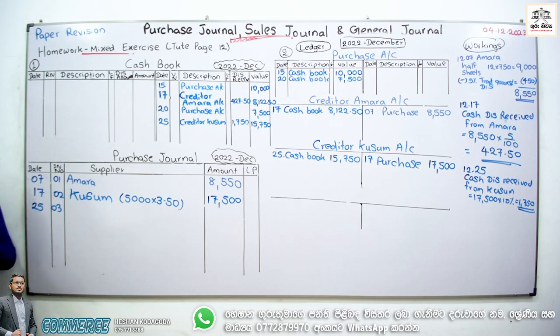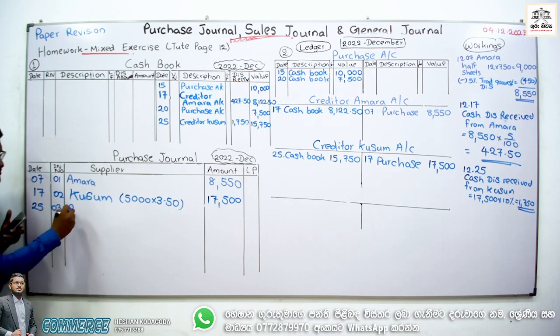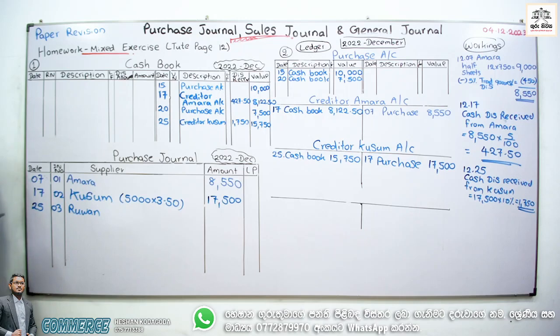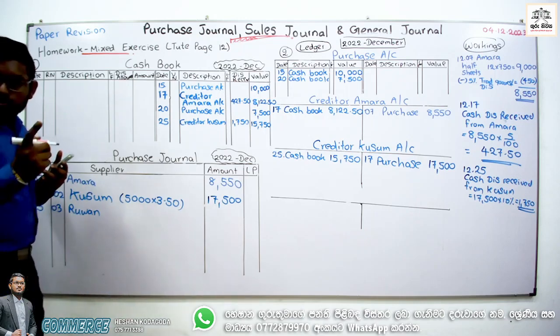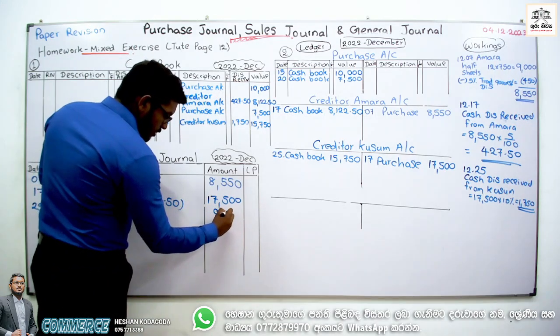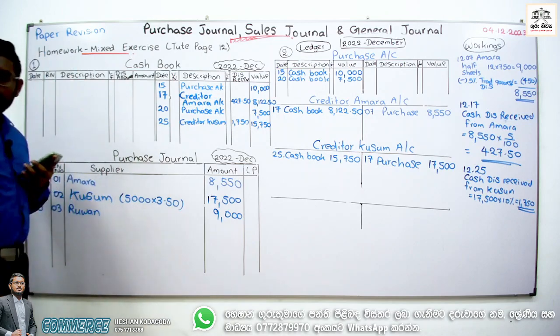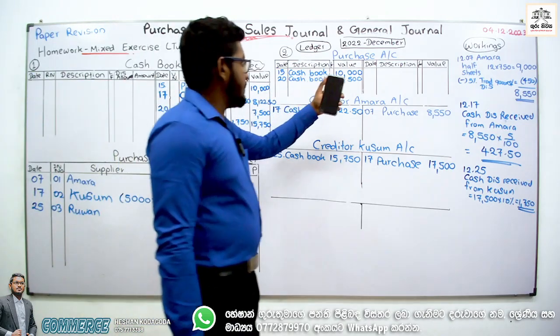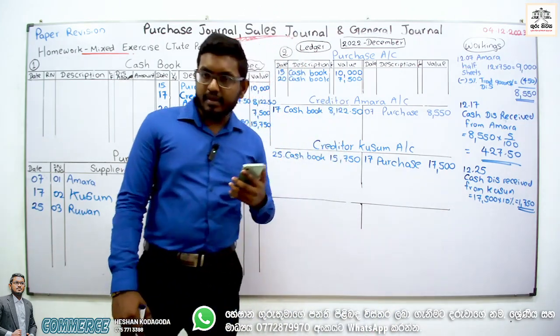Creditor Ruan, right? This is on credit basis. Ruan. 10,000 was the listed price. So deducted 10%, which means 1,000. No need to do a calculation. Then on the 9,000. Is it clear to you? Right? 9,000. So at the end of the month, we debit the purchase account, the total summation.